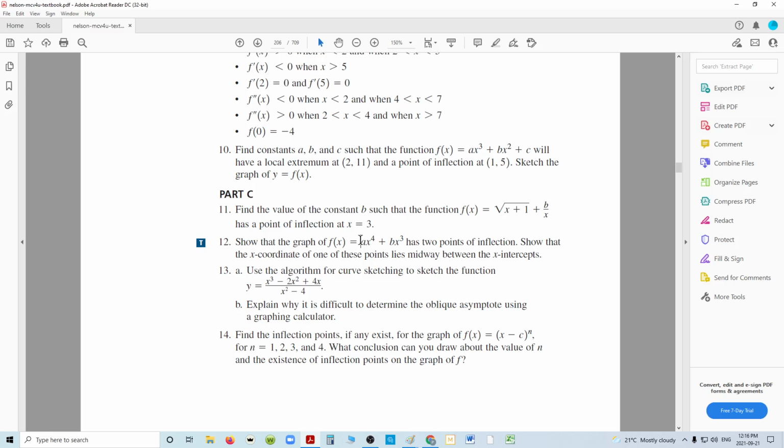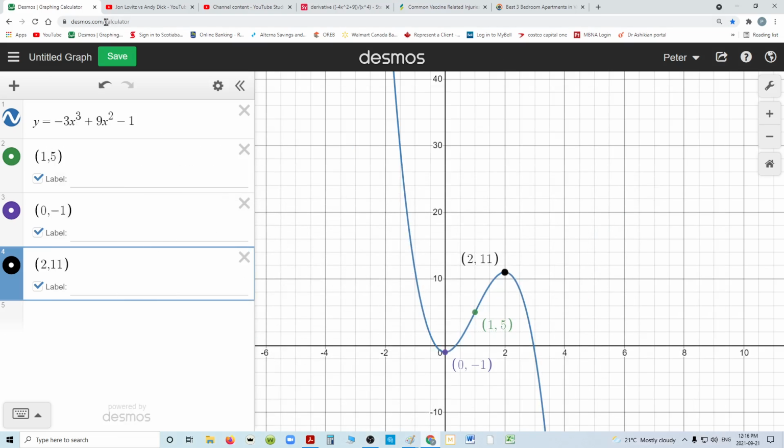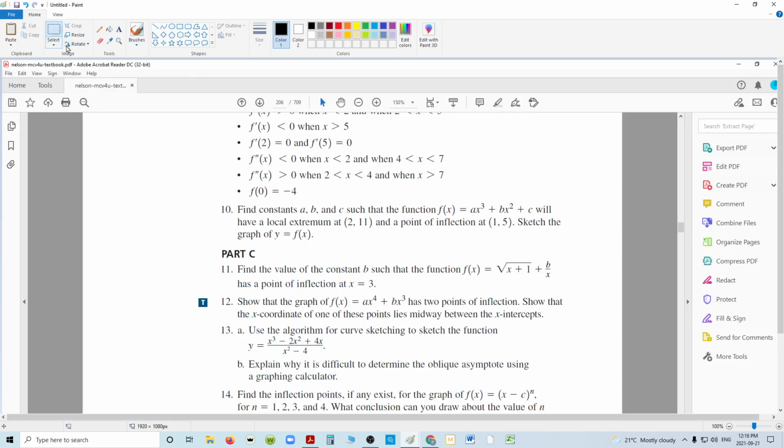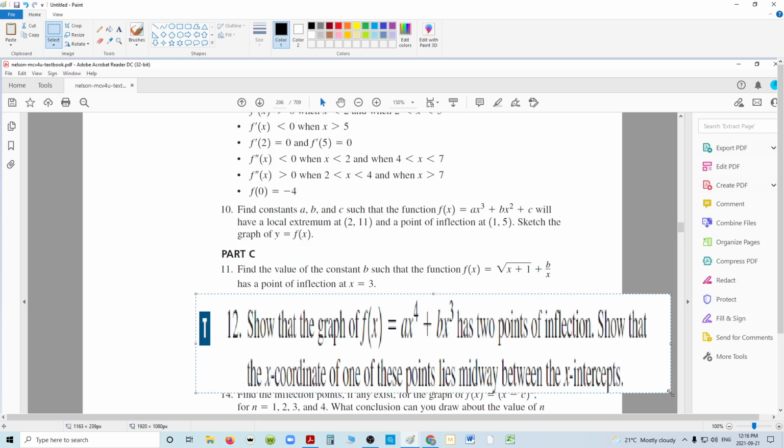Show that this has 2 points of inflection. Show that the x-coordinate of one of those points lies midway between the x-intercepts. I don't know if I can do that quickly, but I will try. Oh, I missed C, but let's just see. Let's go do 12 first. Okay.